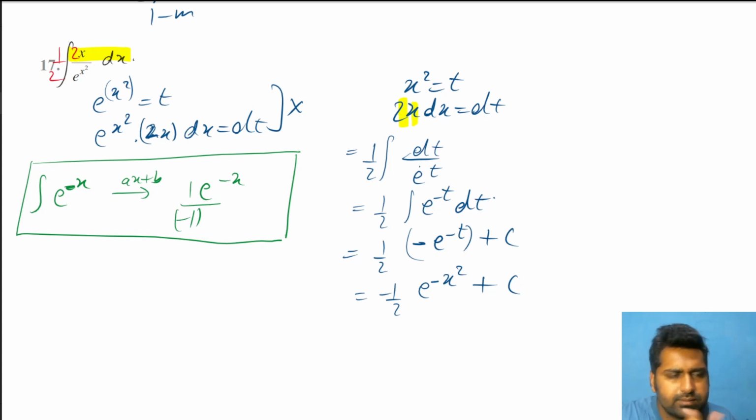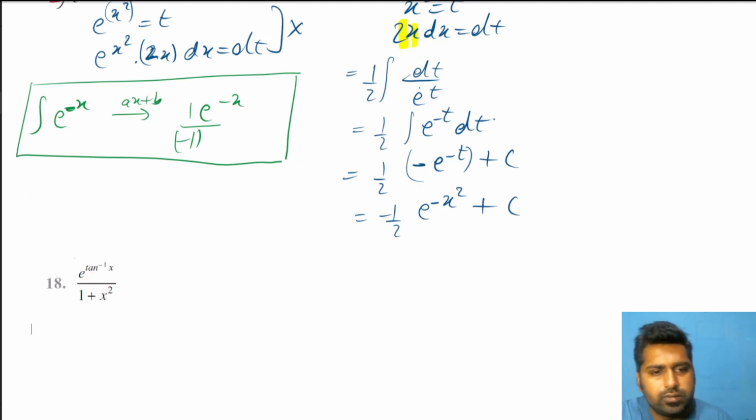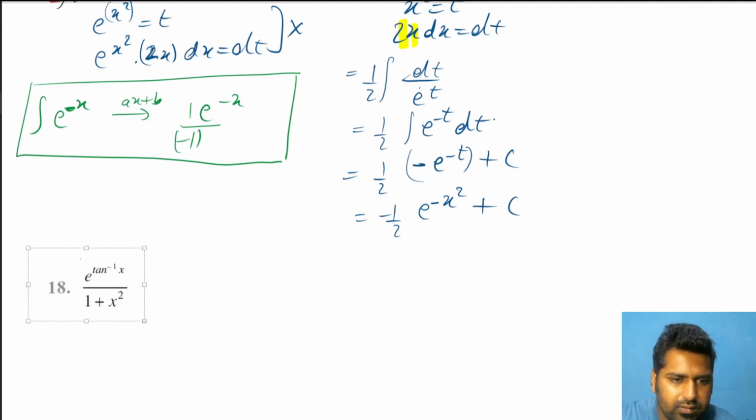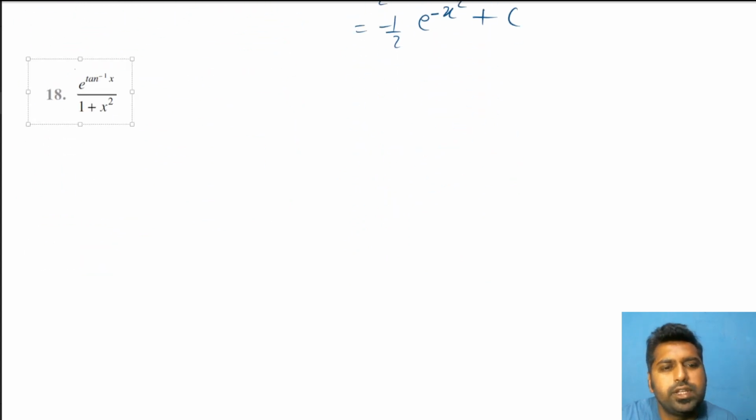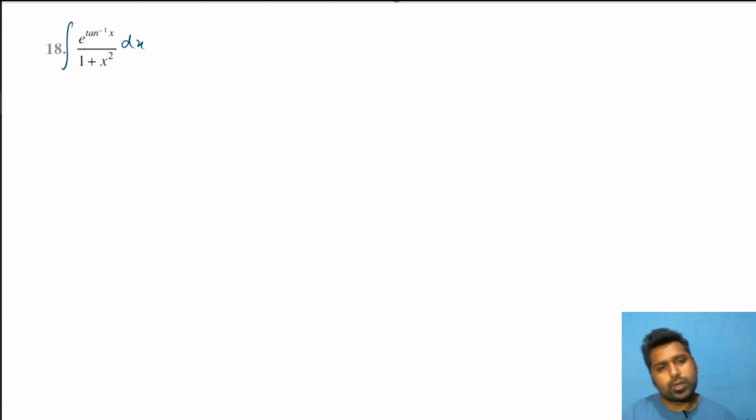All right, let's slightly increase the level, very slightly, but it's not tough. Let's do a few questions regarding e. Integration of e raised to power tan inverse x dx. See, e is okay, but the power of tan inverse makes it weird. So let tan inverse x be your t.